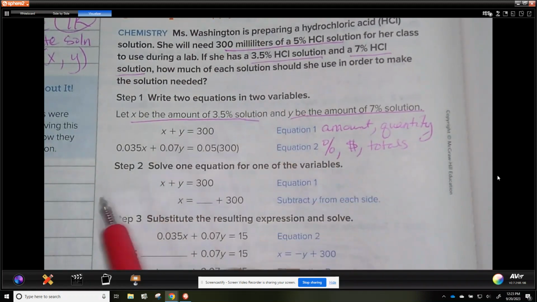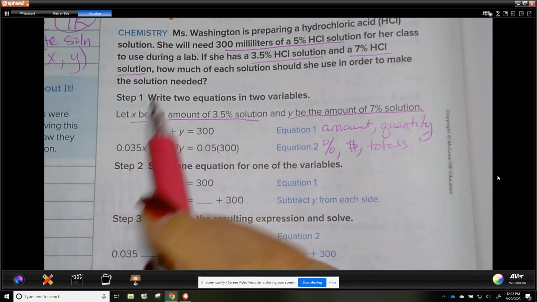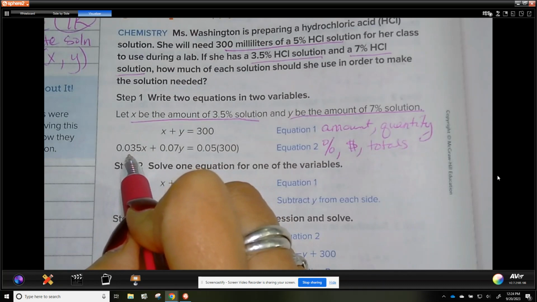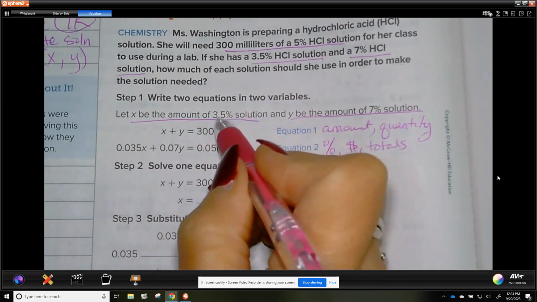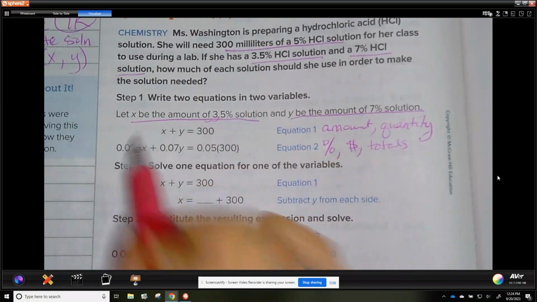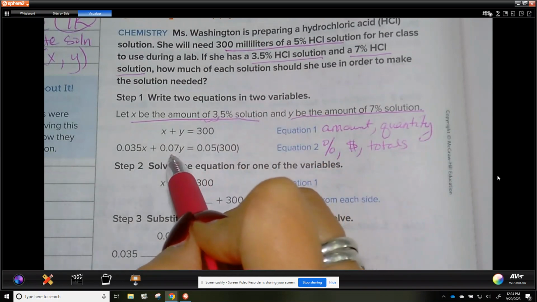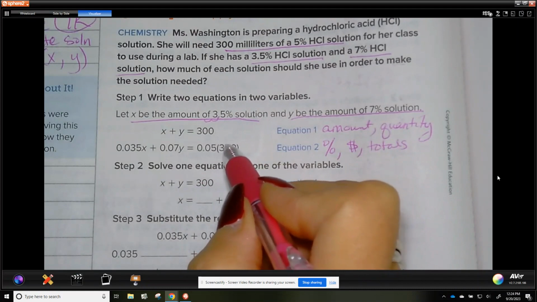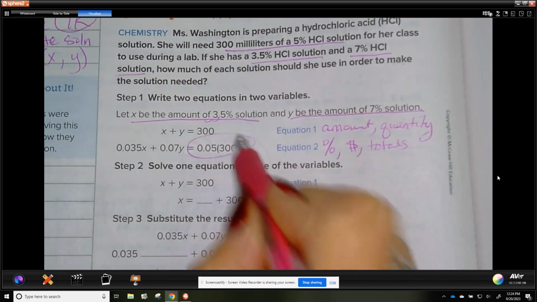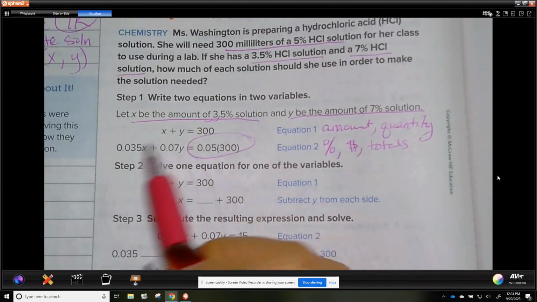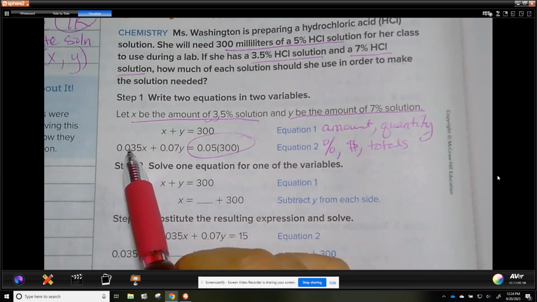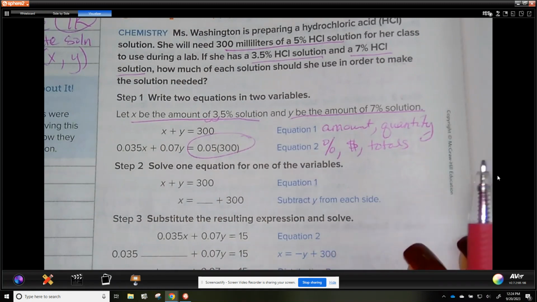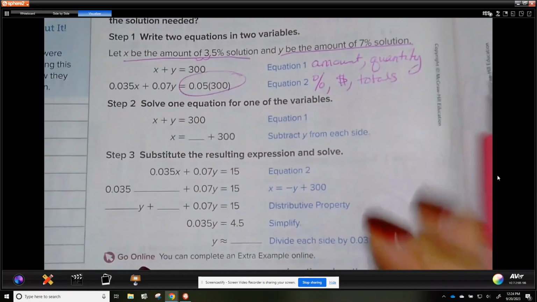But this is our first equation. This is our second equation. What this is saying is X amount of this solution. And remember 3.5, we moved that decimal place, divide by 100, move it back two spaces. This is a 7% solution. And we want 300 milliliters of a 5% solution. So this is quantity, percentage, quantity, percentage, quantity, percentage. Okay? So let's rewrite this one.